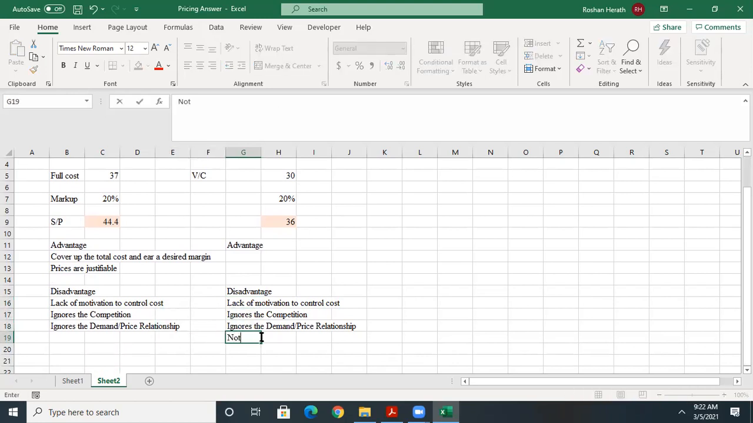Not being able to cover up the total cost. Total cost එකවත් cover up කරගන්න බැරි වෙයි. එහෙම නැත්නම් desired profit margin එකක් full cost එකක් cover කරගන්න බැරි වෙන්න පුළුවන්. ඒක එක අතකට disadvantage එකක්.